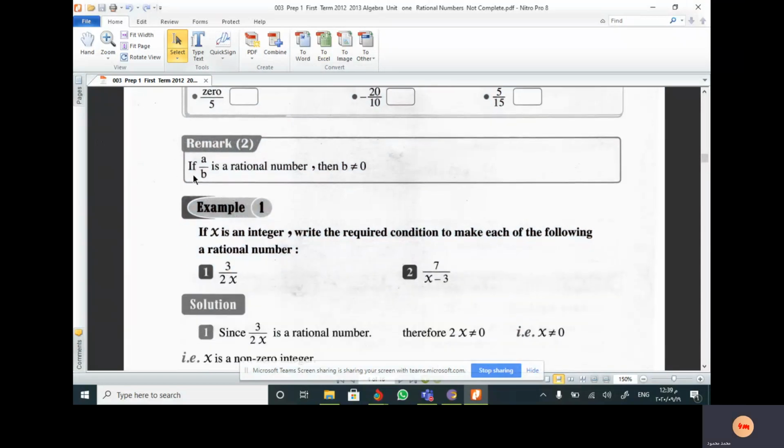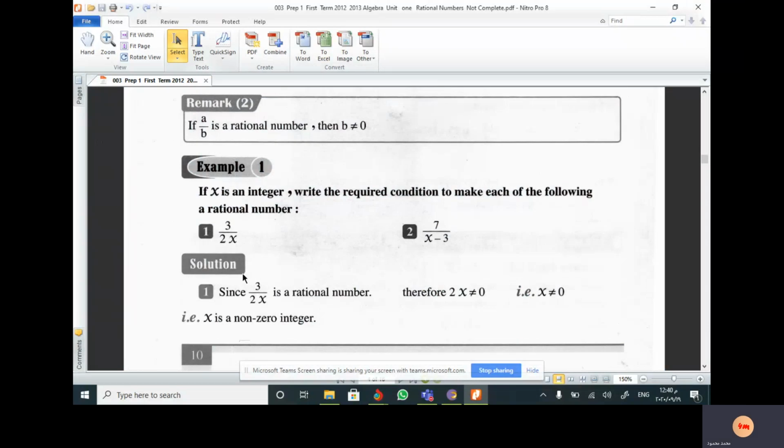If A over B is a rational number, then B is not equal to 0. In all rational numbers, the denominator is not equal to 0. So you can find the required condition to make each expression a rational number. Can you write the required condition to make this fraction a rational number?